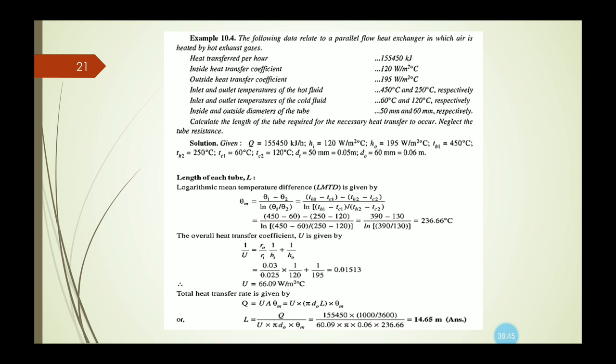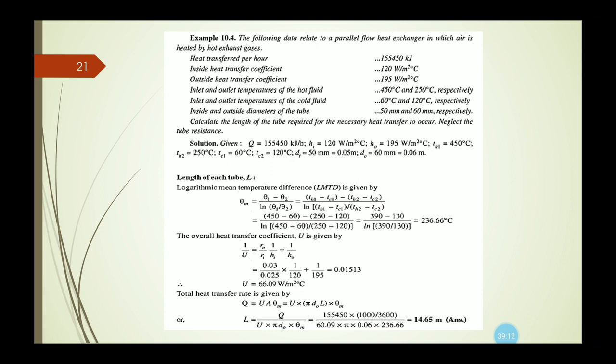Now if we use the formula for the overall heat transfer coefficient, U equals Ro by Ri multiplied by 1 by Hi plus 1 by Ho. As all these values are given in this question, you can calculate the overall heat transfer coefficient, which comes to 66.09 watt per meter square degree centigrade. Now the formula of the heat transfer rate is Q equals UA theta m. This overall heat transfer coefficient we have calculated.